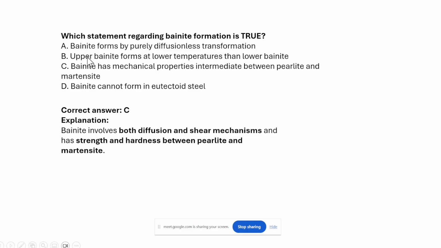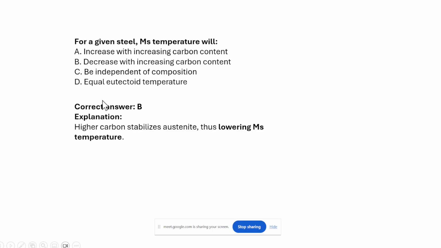Upper bainite forms at lower temperature than the lower bainite. No, because upper bainite means it is a bit higher temperature than the lower bainite one. See, bainite has mechanical properties intermediate between the pearlite and martensite. Yes, because pearlite is relatively softer and less hard. Martensite is harder and brittle, so bainite will be in between. Bainite cannot form a ductile steel. No, that is not. So the answer will be C.